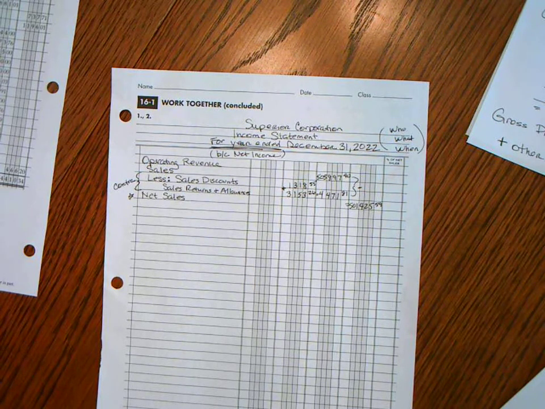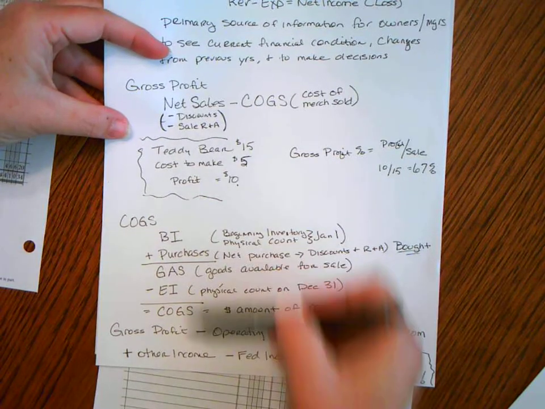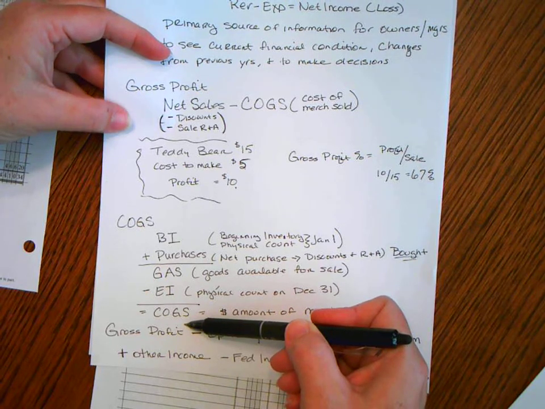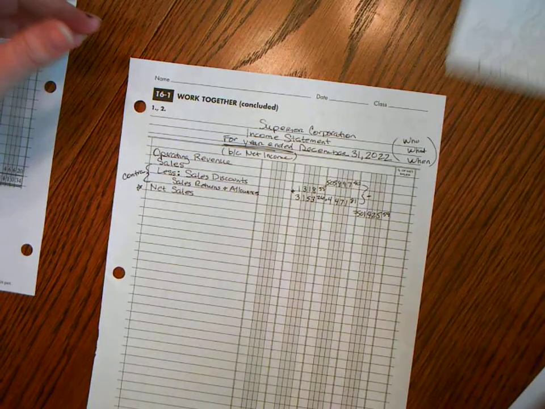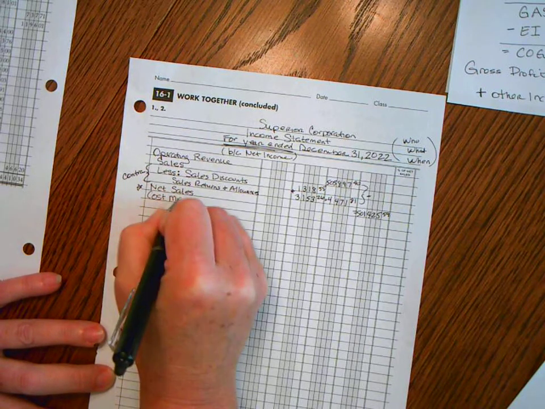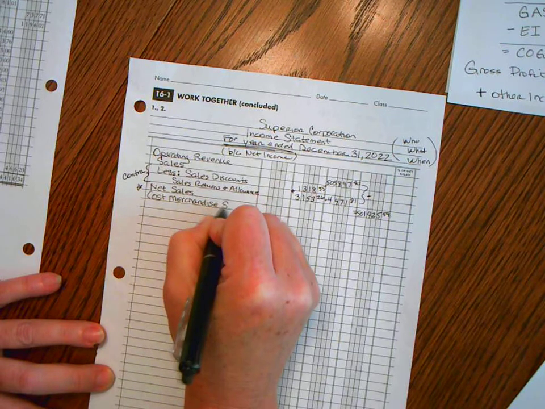All right, the next section is our cost of merchandise sold. So that's what I was talking about right here. Cost of goods sold, cost of merchandise sold. This is what we're going to look at. And we're going to build this whole thing onto this income statement so that the details can be seen. Okay? All right. So this section will be cost of merchandise sold.